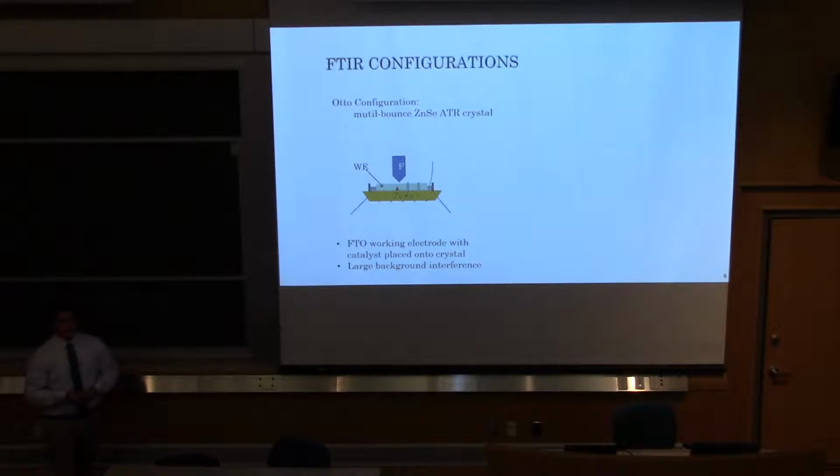So we started out using this ATR configuration, which uses a zinc selenide crystal. What we do is we deposit our catalyst onto an FTO-coated glass electrode and then place it face down onto the zinc selenide crystal. We then add our electrolyte into that. However, we noticed a large background interference with this, and also the oxygen that's being evolved got trapped within these 2 layers, which made some more interference.